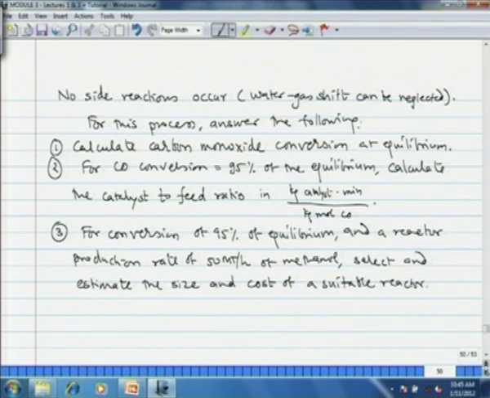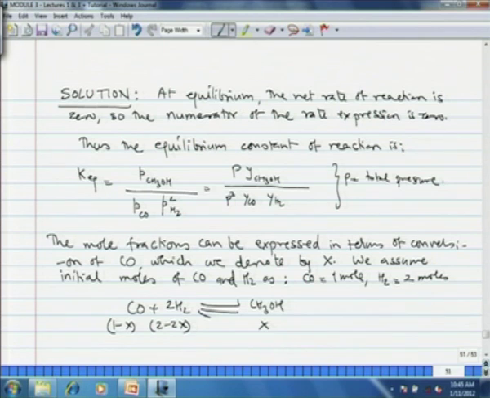So 3 questions. We take the first one, that is calculating the equilibrium conversion of methanol. Now at equilibrium, the net rate of reaction is 0. Therefore, the numerator of the rate expression that we saw should be 0. And if we do that, then we can immediately calculate the equilibrium constant K of the reaction as fugacity of methanol divided by fugacity of carbon monoxide into fugacity of hydrogen raised to 2. We have been given fugacity coefficient equal to 1. So, we can directly convert the fugacity in terms of mole fractions.